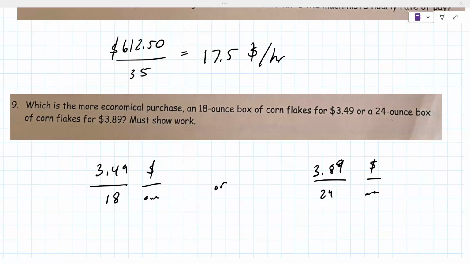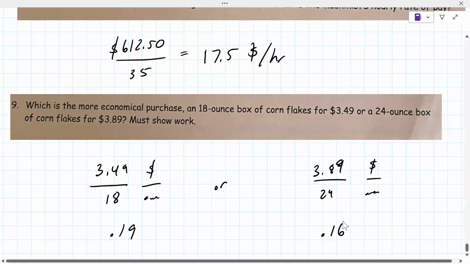But interestingly, studies show that if you buy more, you consume more. So even though it's a better value, call it the Costco fallacy, you end up eating more, which may be worse for you in the end. That's a side point though. Okay, cool. So the better value is the 24 ounce box.